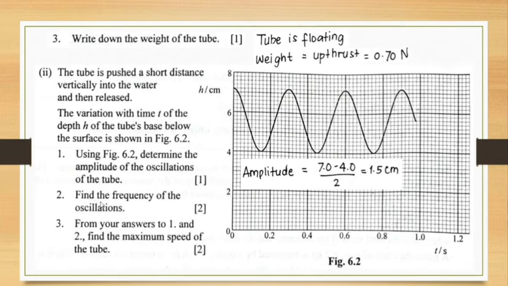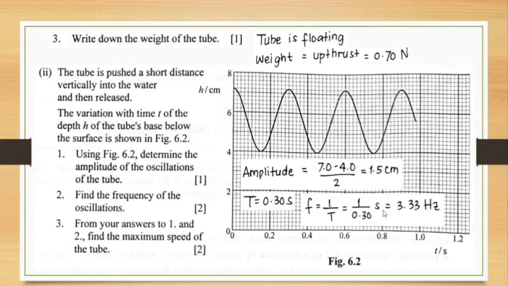The second question is to find the frequency of the oscillation. To find the frequency, we should see the x-axis. The x-axis shows us the time needed to oscillate, and we can find the period if we know the time needed to do one oscillation. One oscillation is from this maximum position to the adjacent maximum position, and that will be 0.3 second. So the period is 0.3 second. That's why the frequency is 1 over period, or 3.33 hertz.